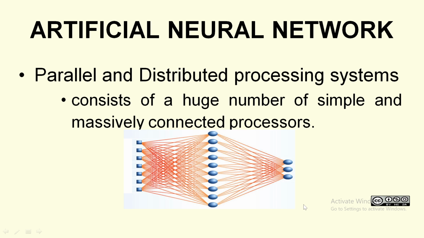Why am I calling that a processor instead of a node? Because it is the node that processes the information. That's why we may call them processors. So this is the basic as well as the fundamental definition of an artificial neural network.